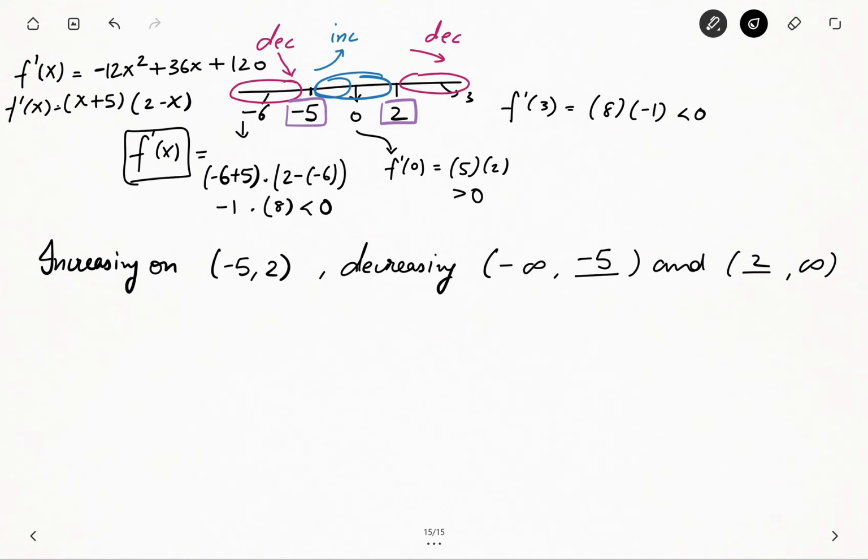Now the last part of the question is that the function has a local maximum. So remember, for a max, what kind of behavior are you expecting?